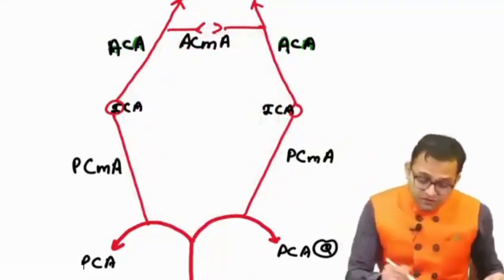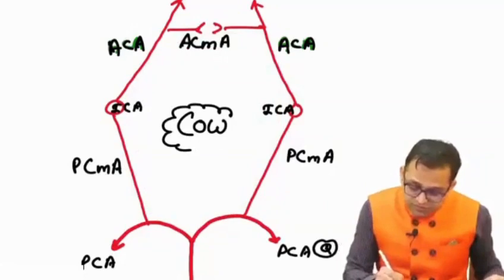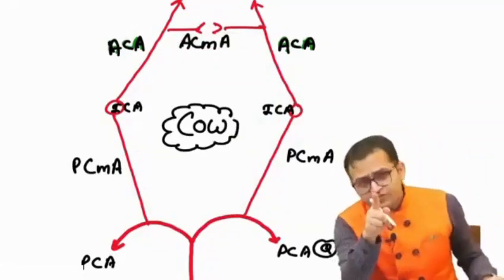Five components of the circle of Willis, COW. Yes, better remember, COW is very important.